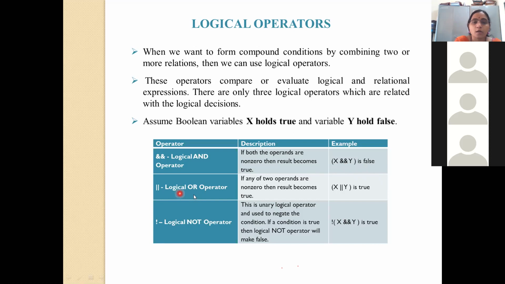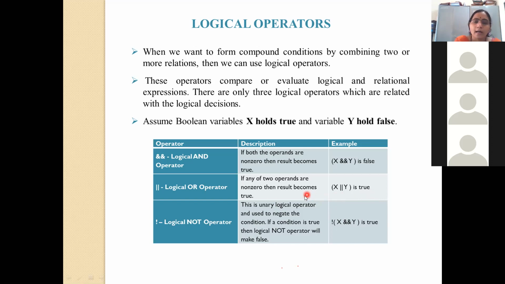Then the next operator is the logical OR operator. It is represented with the double pipe symbol, and the result becomes true if any of the operands is non-zero. Any means either any one operand. So x OR y, what is the value of x? The value of x is true and the value of y is false. So true OR false, that's why you will get the result true.